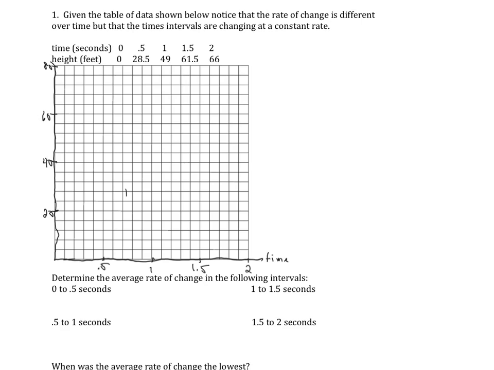So I can then plot these points. And again, it's not an exact graph. We will be estimating those values. So I'm going to plot these points in red to differentiate them. So we have 0, 0. We have at 0.5, 28.5, which is almost to 30. At 1, we have 49, which is very close to 50. At 1.5, we have 61.5. And at 2, we have 66.